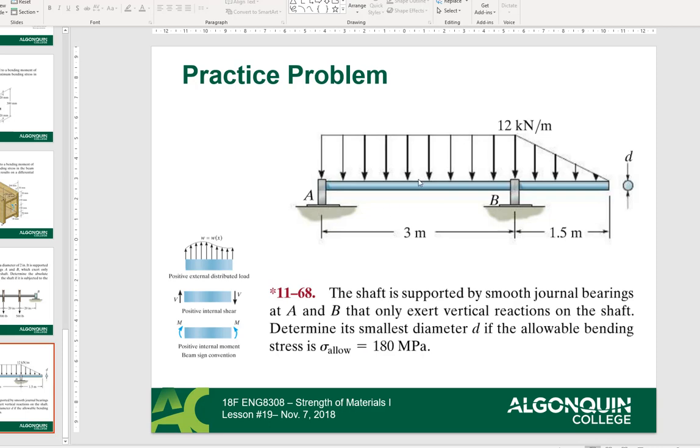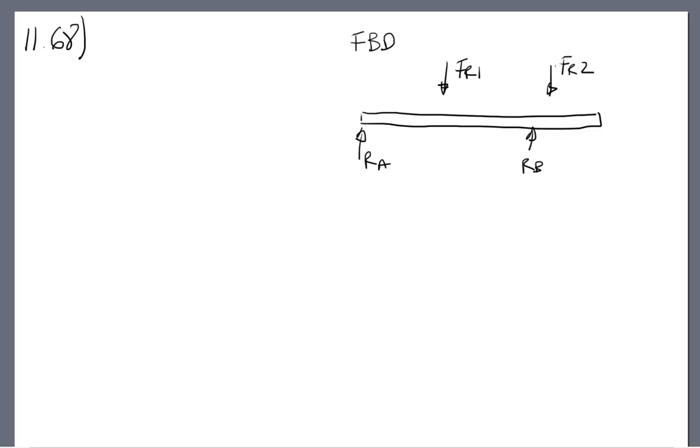So really what you need to do, if you step back for a second, is figure out where the maximum bending stress is, and that will tell you where you're going to have the maximum normal stress. And from there, you can get the diameter D based on sigma equals MC over I. So first of all, we're going to need to solve this by looking at, draw my FBD here.